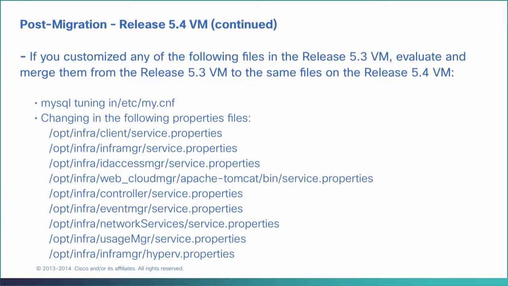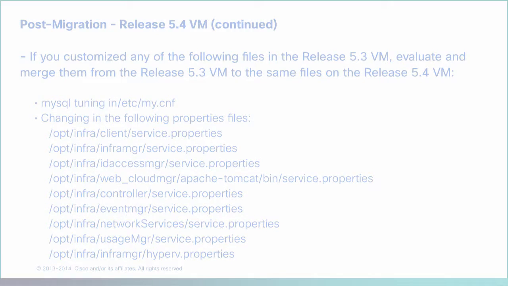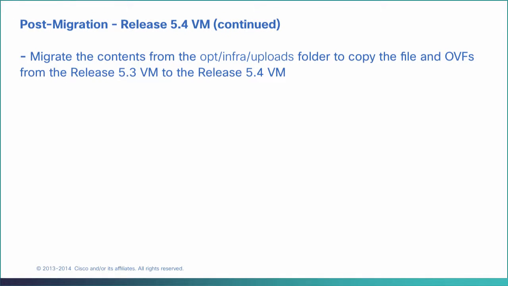If you customized any of the following files in a Release 5.3 VM, evaluate and merge them from the Release 5.3 VM to the same files on a Release 5.4 VM. Migrate the contents from the /opt/infra/uploads folder to copy the files and OVFs from the Release 5.3 VM to the Release 5.4 VM.